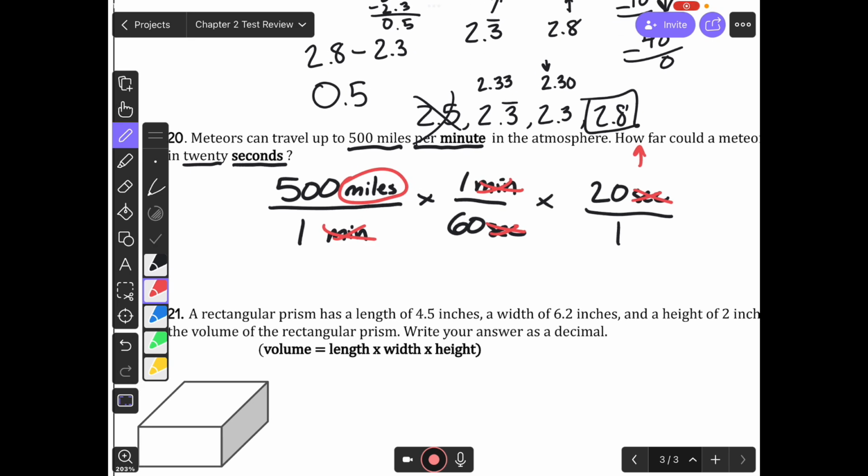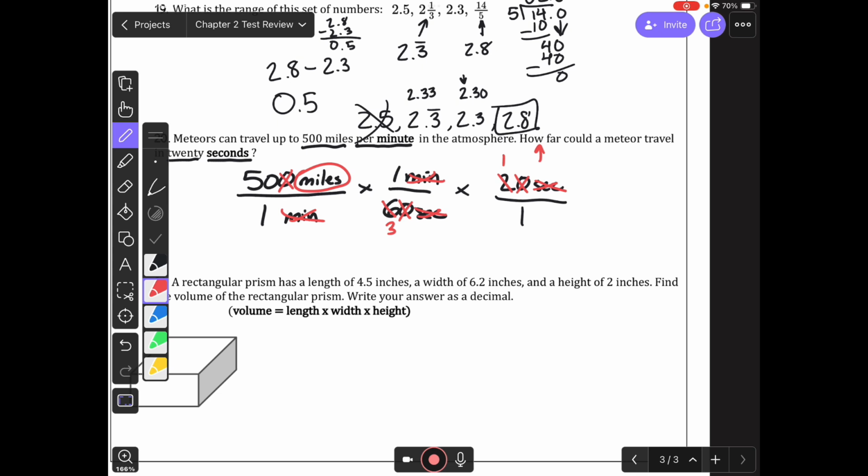From here, we can simplify our numbers a little bit. Each one of these numbers is divisible by 10, so we can get rid of the last 0 on them. 6 and 2 are both divisible by 2, so we also can do that. To kind of make everything look a little bit nicer, 500 miles over 1 over 3 and 1 over 1. I get 50 miles. 1 times 3 times 1 is 3. This simplified would look like this.